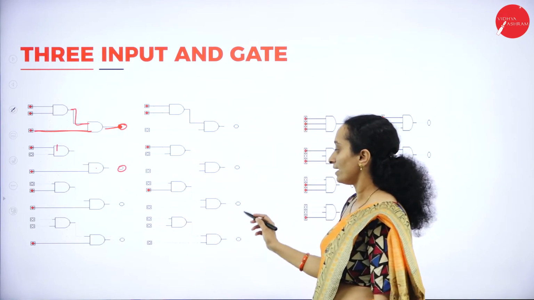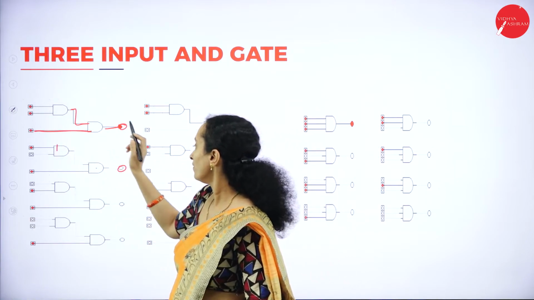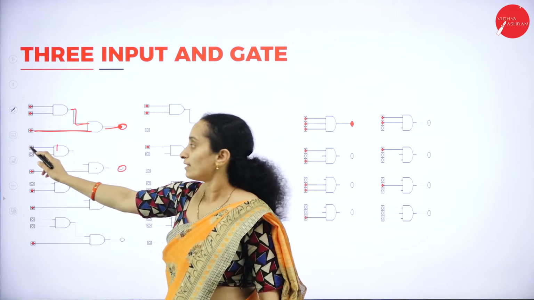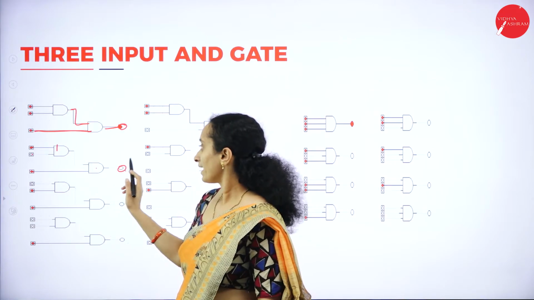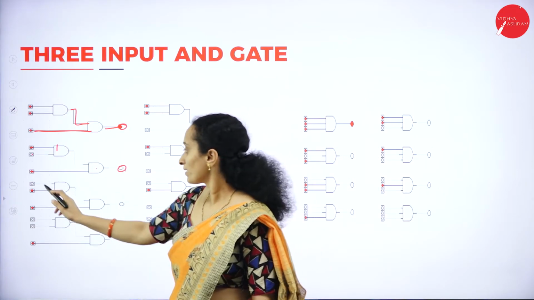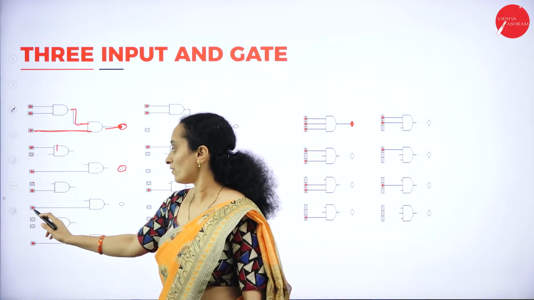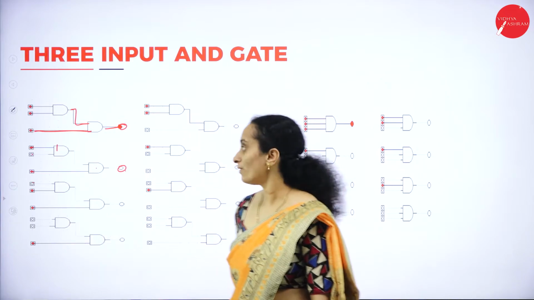So this is all zeros and all ones. Now this is 0, 0, 0. The output is 0. Now we have 0, 1, 0. Again, the output is 0. Then we have 1, 0, 0. Then 1, 1, 0.